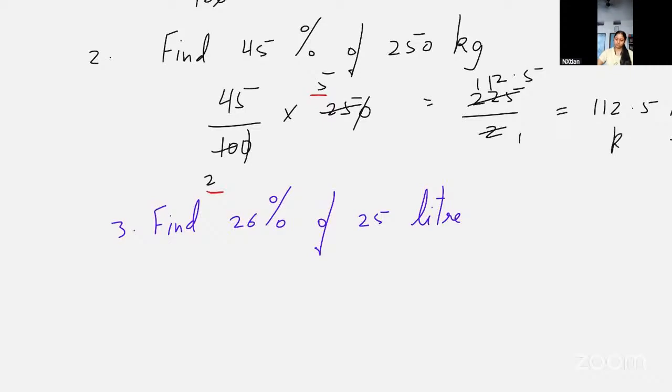Ma'am, do I have to make it into a decimal form? If the answer is coming in decimal form, Eva, it will come in decimal form only. Like, can it be a fraction like 225 by 2? It cannot be a fraction like that. You'll have to convert it to either a decimal or a mixed fraction. Okay, either decimal form or mixed fraction.